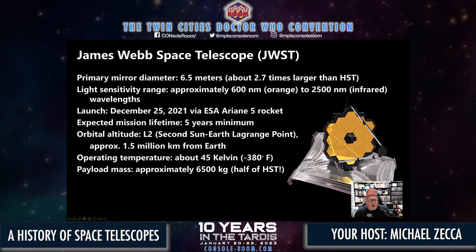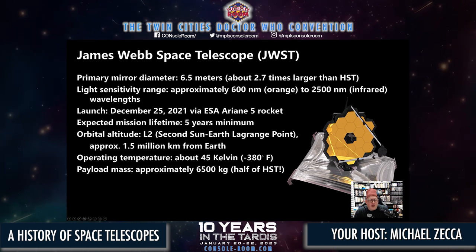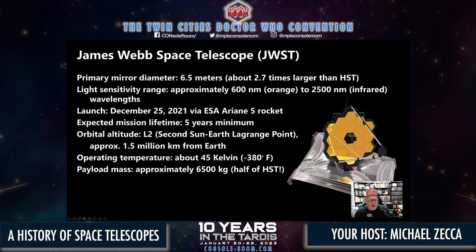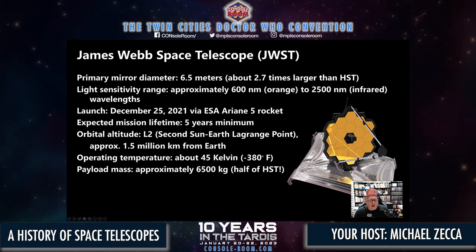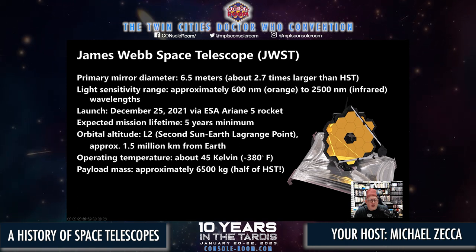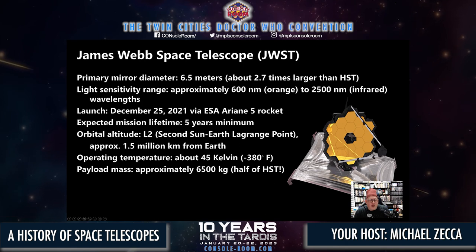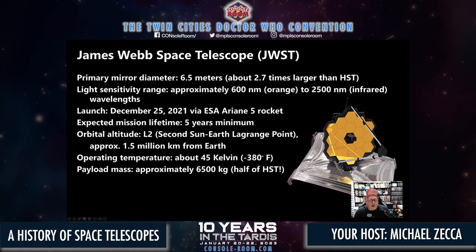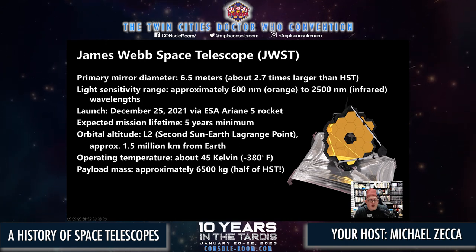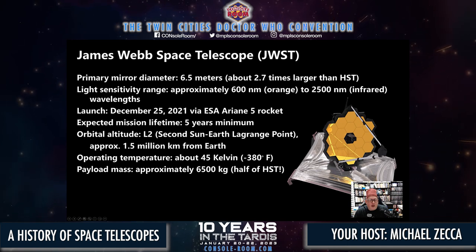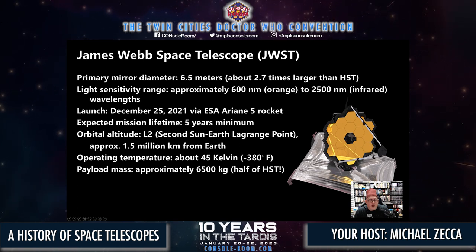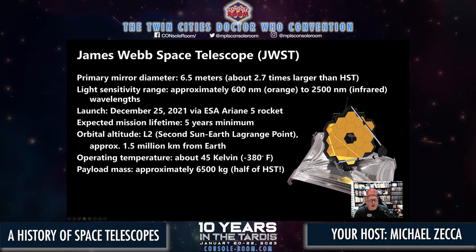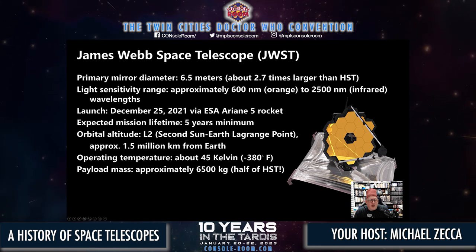Payload mass, it's actually about half of Hubble. It's a fairly lightweight spacecraft in some ways compared to Hubble, because a lot of this is just this thin mylar sheeting, or whatever this is, that they're using as a sun shield. Okay, so this scope is much larger than Hubble, which means we can see more detail. We can see further into the past, further into the distance.